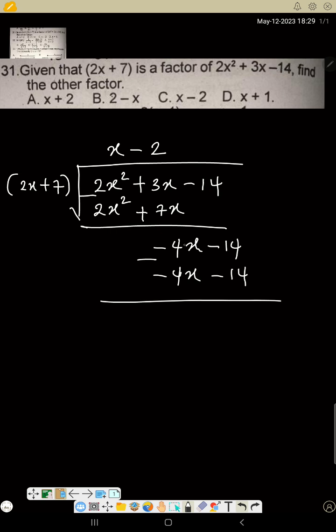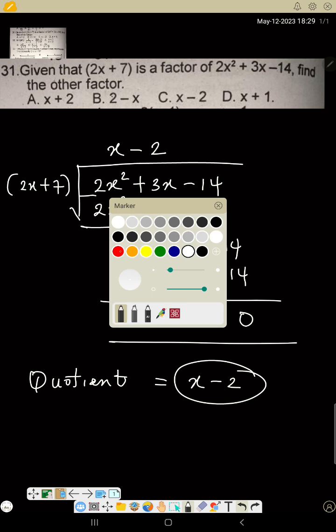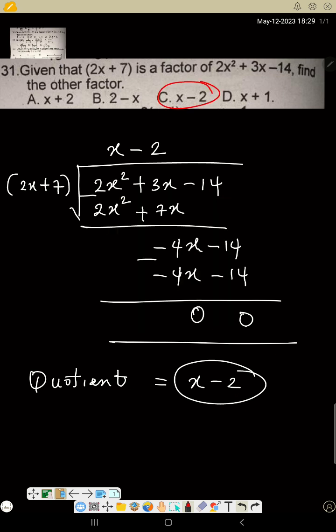So subtract. So minus 4s minus minus 4s, that is minus times minus, plus. Minus 4s plus 4s, 0. Again, minus 14 plus 14 also 0. So that means you have 0. Yeah, so your remainder is 0. So this is the factor now, the quotient. So your quotient here is equal to s minus 2. And this is the other factor. So choose any method you like.